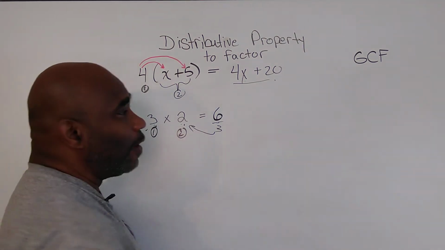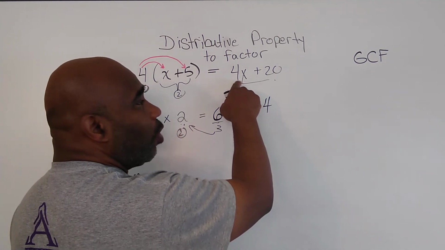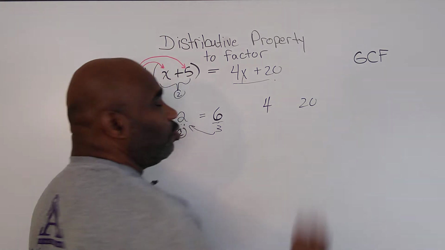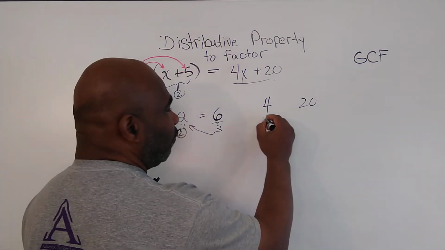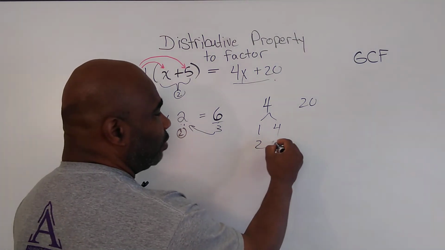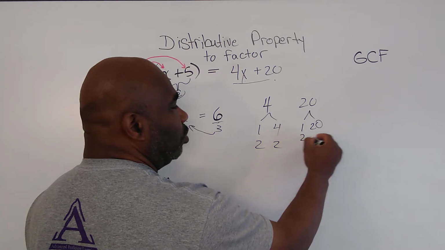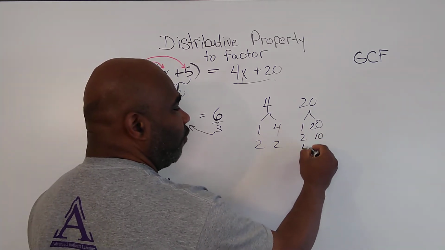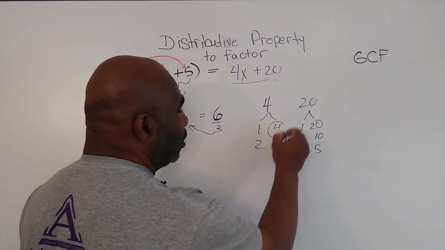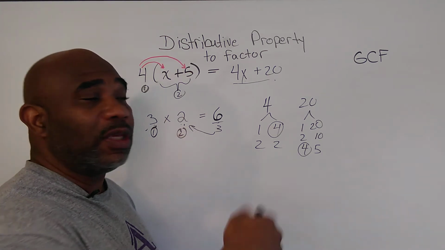So I say, what is the greatest common factor that I can pull out of this term? And so you might have to take a moment to list the factors. I'm just going to focus on the number 4, the coefficient in front of the x, 4 and 20. And you write out the factors. Well, the factors of 4, I could have 1 times 4, or I could have 2 times 2. The factors of 20, 1 times 20, 2 times 10, and 4 times 5. Well, the greatest common factor, the biggest number, is 4, right?